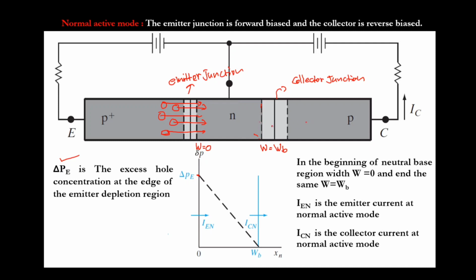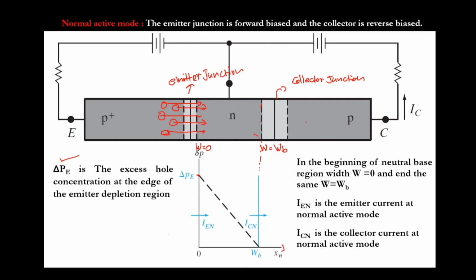So if I draw a diagram like this, it shows the change of holes inside the base, and xn is the axis distance. If I take it here, you can see this diagram corresponds to this. So the hole concentration is more here and the hole concentration is 0 at this point. That's what this graph says.